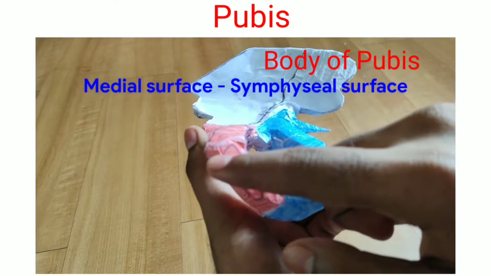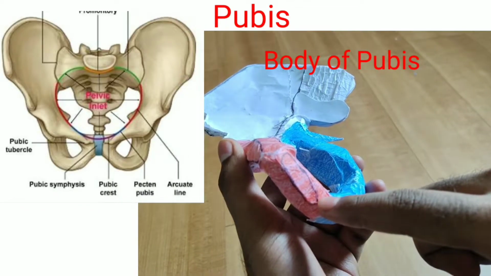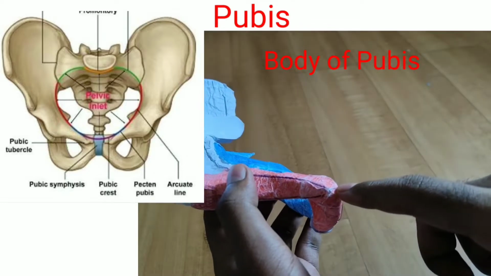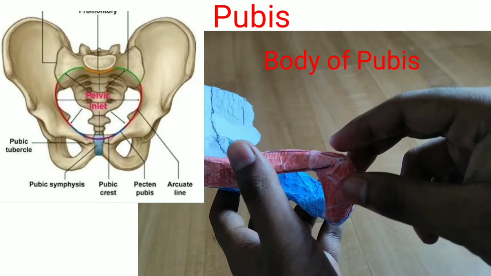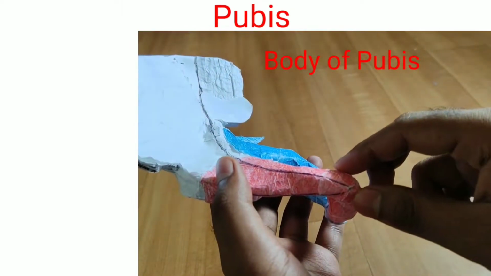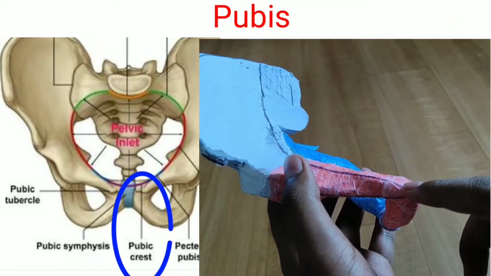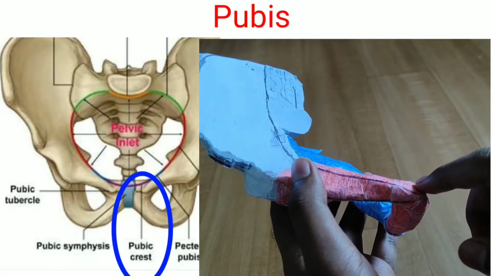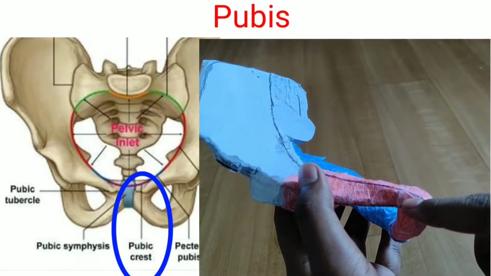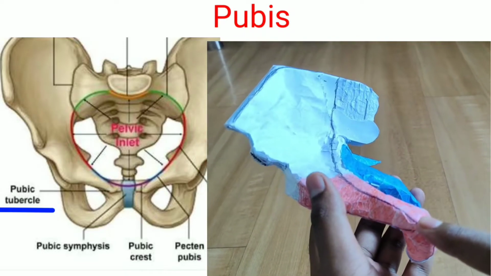This symphyseal surface will articulate with the opposite hip bone to form the pubic symphysis joint. It is a cartilaginous joint formed by the 2 pubis of the hip bone. And next, the upper part of the body will have a pubic crest. It's not clearly visible in this model. You can see in this picture the pubic crest is a small elevation in the body of the pubis. The lateral end of the pubic crest will have a tubercle. This tubercle is called the pubic tubercle.